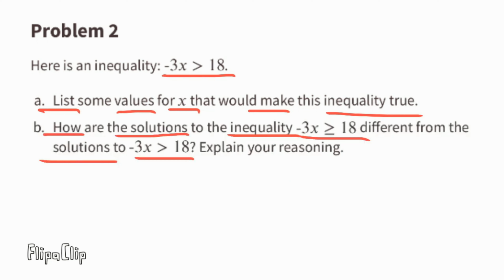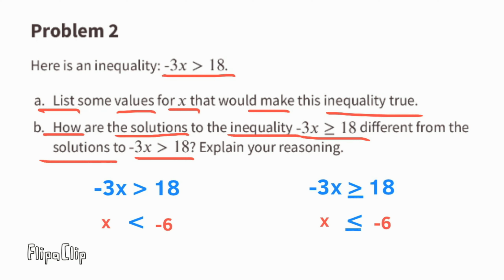B. How are the solutions to the inequality negative 3x is greater than or equal to 18 different from the solutions to negative 3x is greater than 18? Explain your reasoning. First, let's divide both sides by negative 3. That leaves us with x is less than negative 6 and x is less than or equal to negative 6. The difference is with x is less than negative 6, the x can't equal negative 6, whereas with x is less than or equal to negative 6, x can equal negative 6.